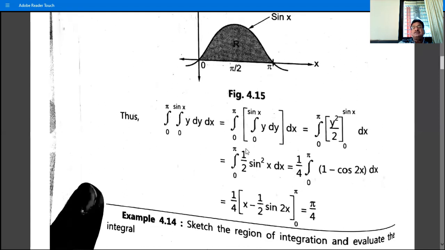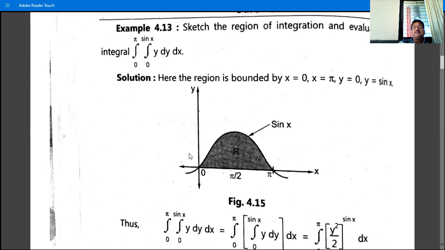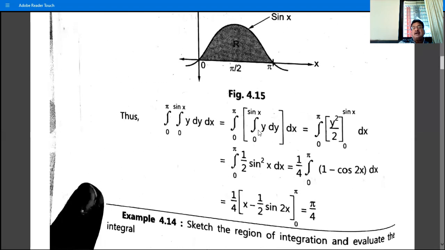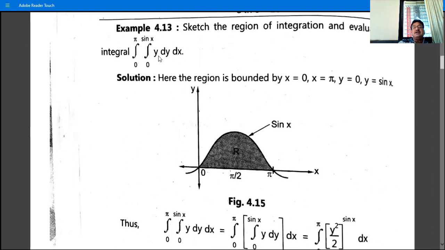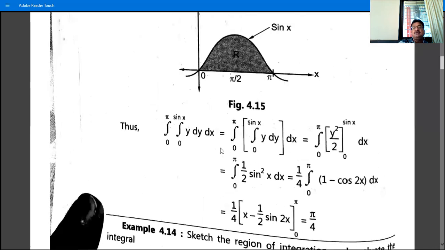So no need to change the order. You can also change the order of integration, but there is no requirement to change the order here. So don't change the order directly. If the question says change the order, then change the order. Otherwise, in this example, there is no need to change the order.